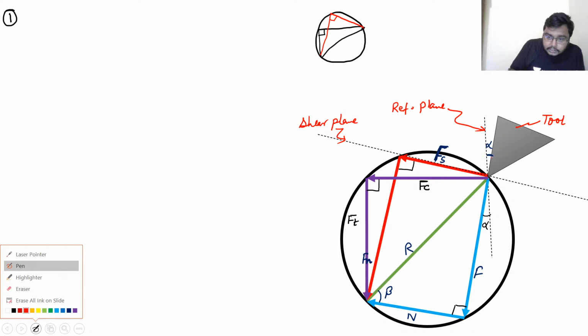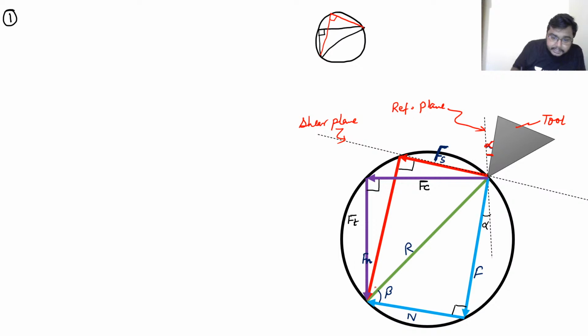Now please see, this is your alpha angle, so this angle will be alpha. Now this angle is beta. And see, this is your shear force, so this angle is phi, clear? This angle is 90, this angle is beta. Can you tell me what would be this angle? Please tell me what would be this angle.